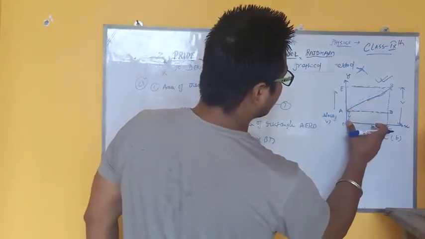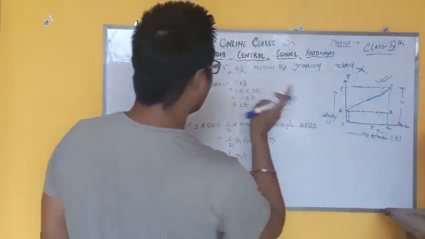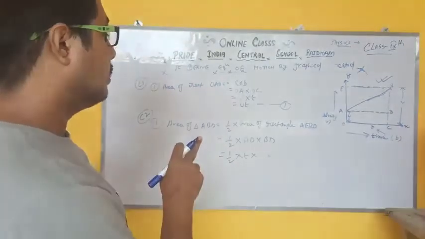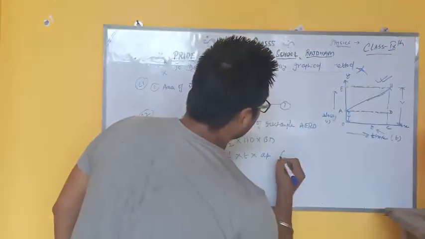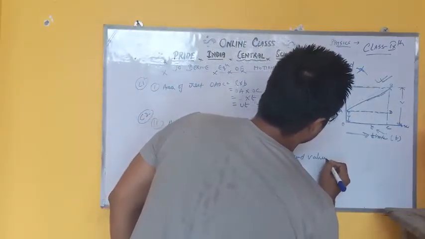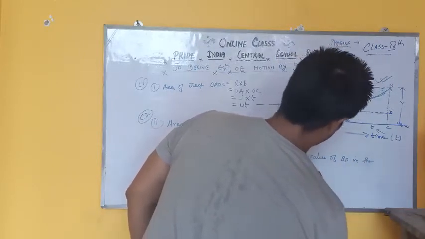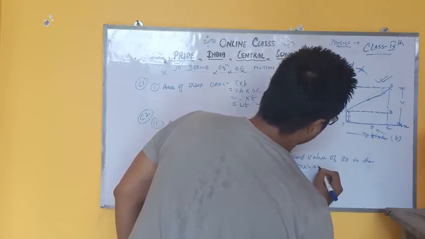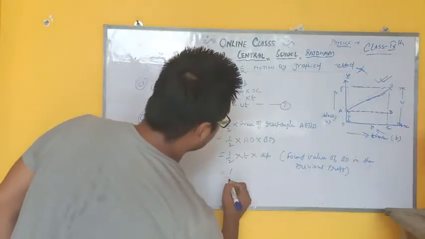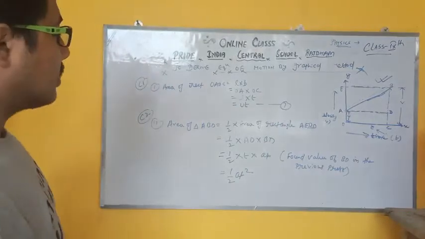AD is nothing but equal to OC, which is equal to T into BD. BD is what we have found out in our previous proof. What is BD? BD is nothing but AT. So this becomes half AT square.